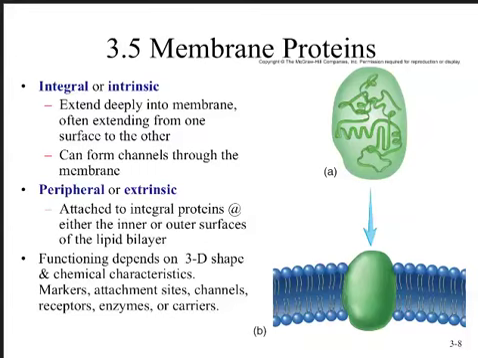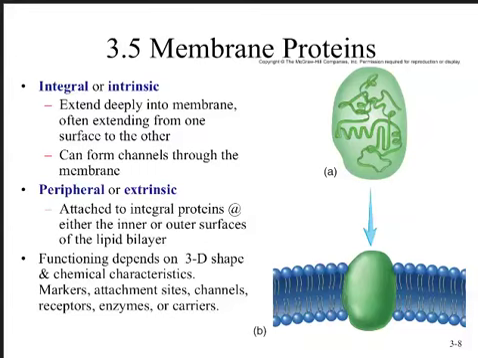Integral or intrinsic membrane proteins extend deeply into the membrane, and they often extend from one surface to the next. They can form channels that go all the way through the membrane, and this provides a portion of what we call the semi-permeability of the membrane. This is what allows certain things through and other things not.